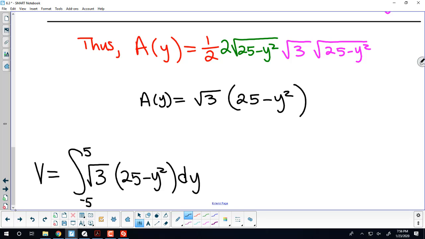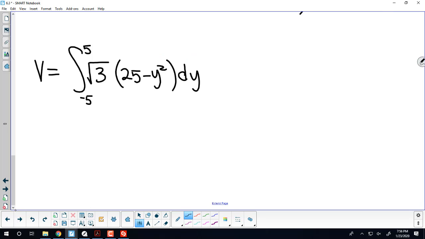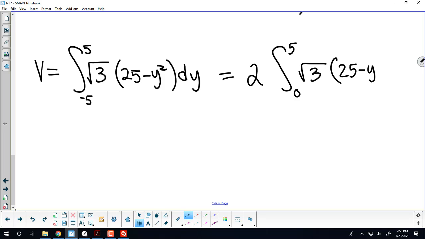We can make things a little bit easier using symmetry and go from 0 to +5 if we multiply the whole thing by 2. So it's totally up to you. If you're evaluating these things by hand especially, it's always easier to plug 0 in than it would be to plug -5 in. Can you also pull out the √3? Yeah, that's what I would do. The √3 is a constant, so I would just pull that out front and integrate this.